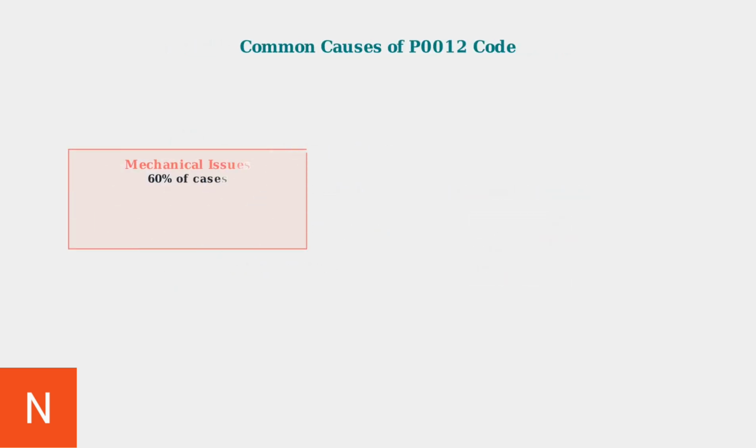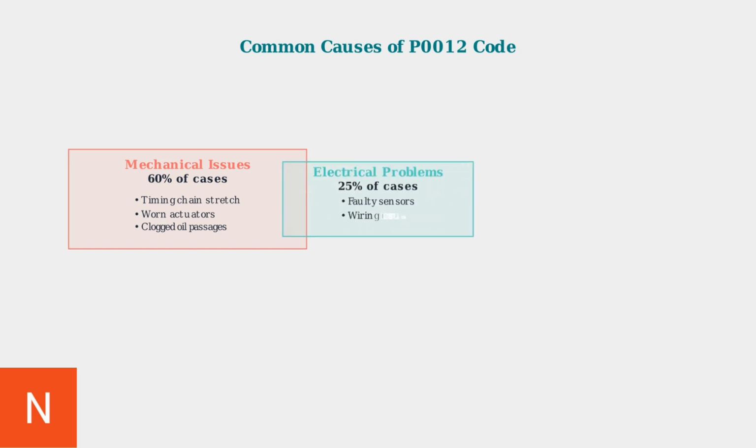P0012 codes have 3 main categories of causes. Mechanical issues account for 60% of cases and include timing chain stretch, worn actuators, and clogged oil passages that prevent proper camshaft movement. Electrical problems cause 25% of P0012 codes.